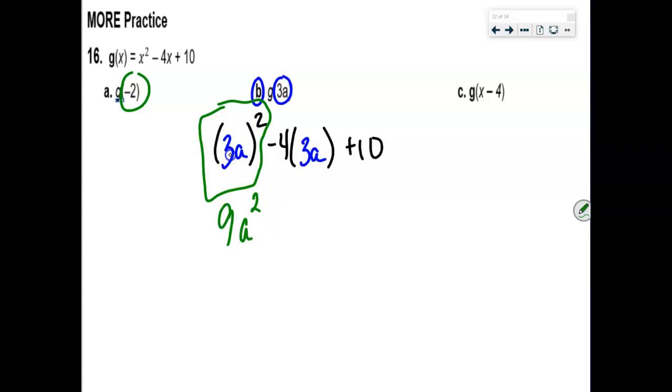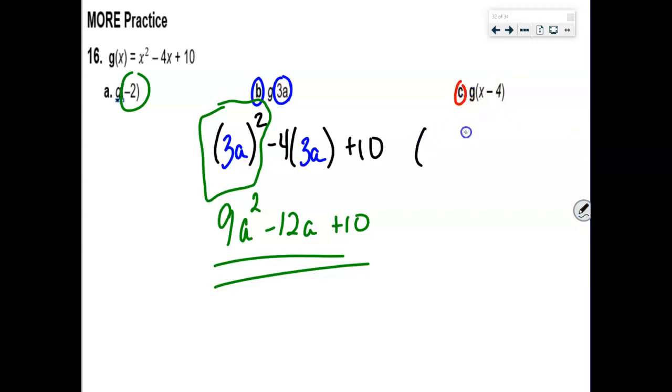Very good. I'm always concerned people forget to square the coefficient along with the a. This guy becomes a minus 12a, and this is still a plus 10. So that was my only concern. Did you know to square the 3? Apparently you did. So this one I am very concerned about because there's one on your test like this.